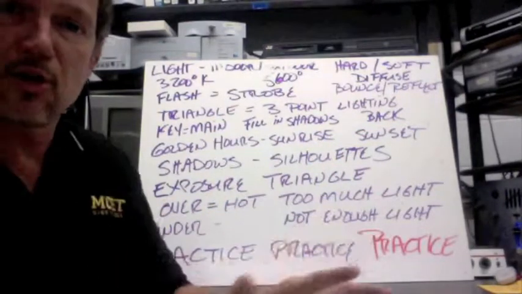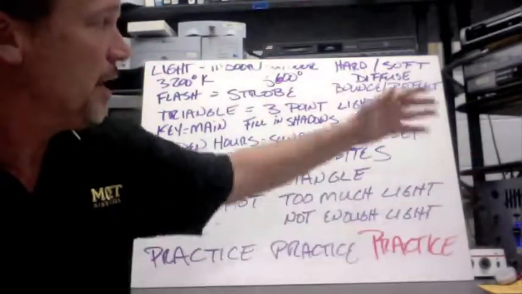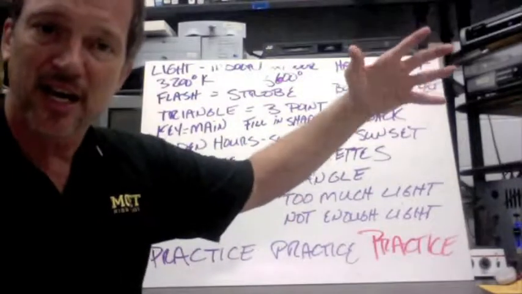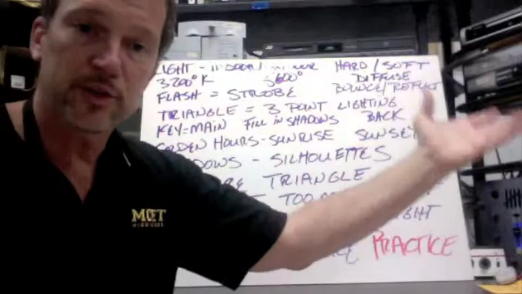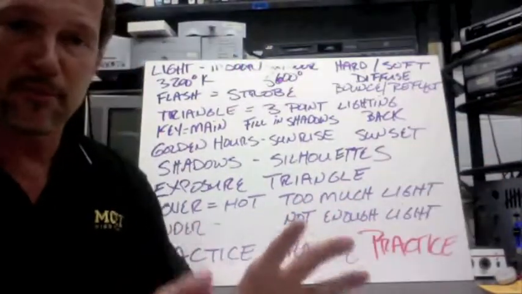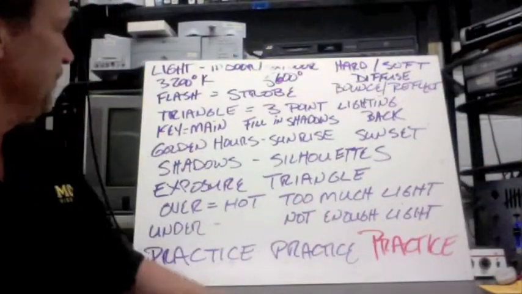The golden hours are great for photographers, especially with backlight. It provides a nice glow on the back of your subject if you shoot during the golden hours, which are sunrise and sunset. It can provide some really beautiful colors too.